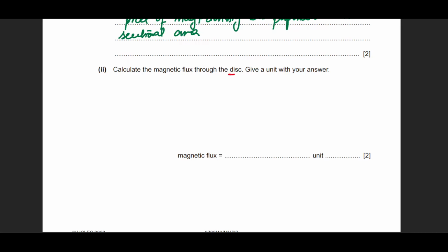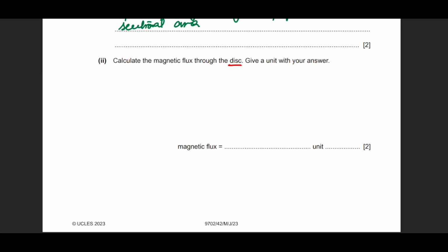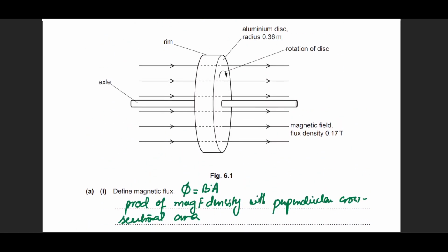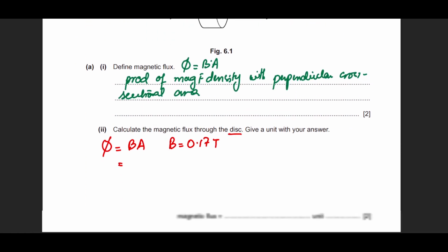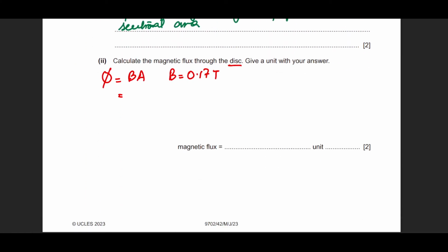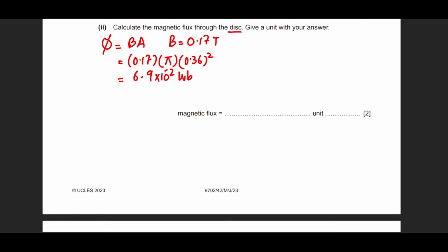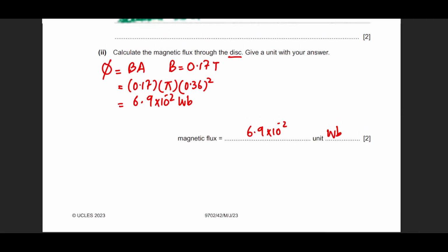Calculate the magnetic flux through the disk, not a problem. The magnetic flux can be calculated as phi equals to BA. Now in the question, B is already given to us as 0.17 Tesla. But the cross-sectional area, since it's a disk and we have the radius of the disk, I will have to use the circular area, which is pi r square. So simply B is 0.17, cross-sectional area is pi, and r square is 0.36 whole square. So when you're done calculating this, this is going to come out as 6.9 into 10 raised to the power minus 2 Webers, Wb, right? Webers is the unit of flux.